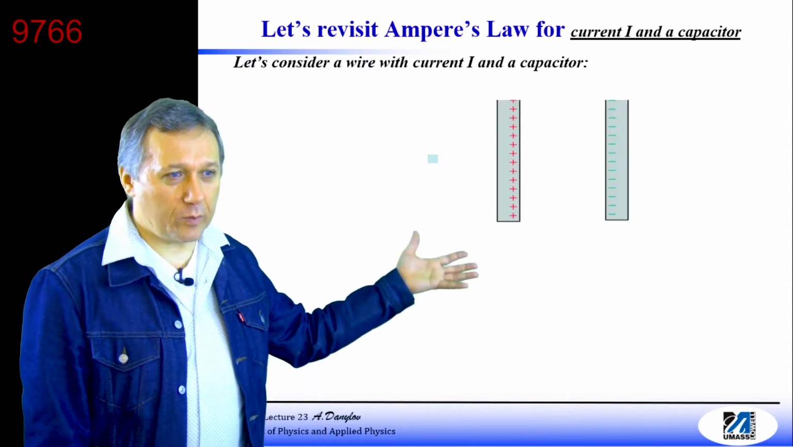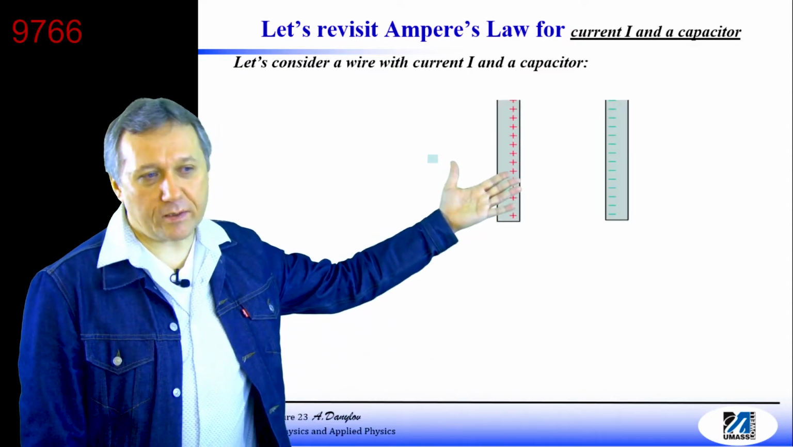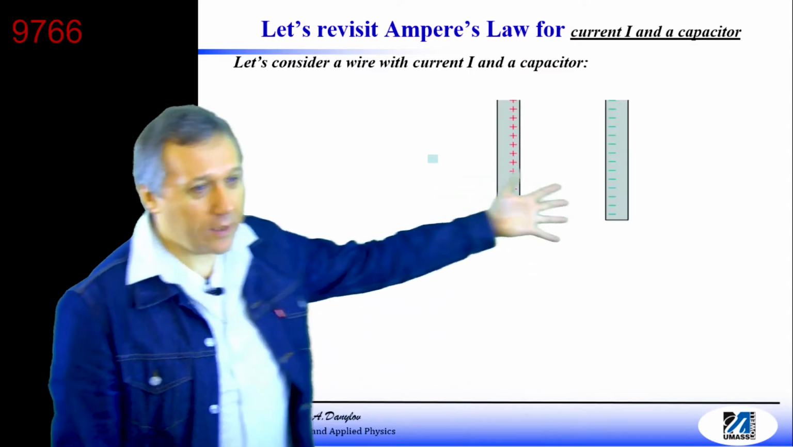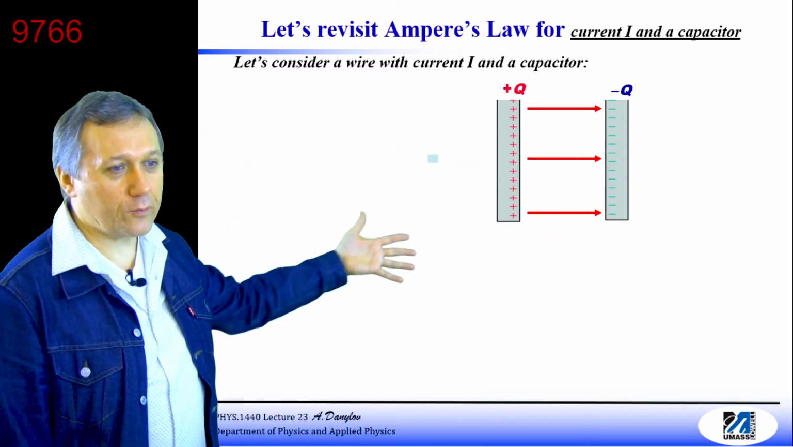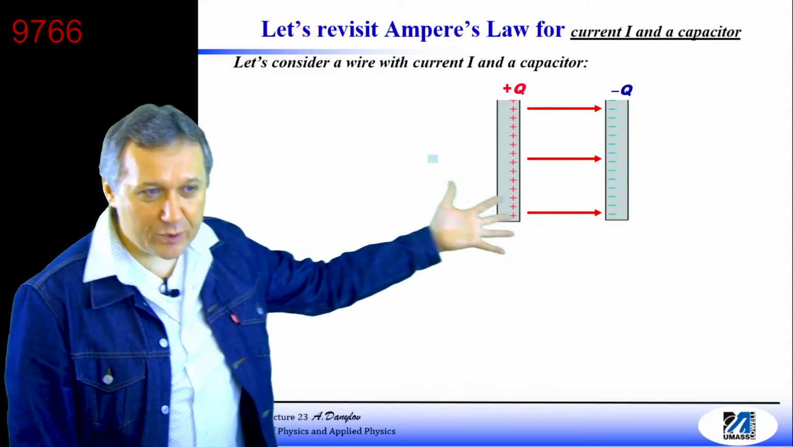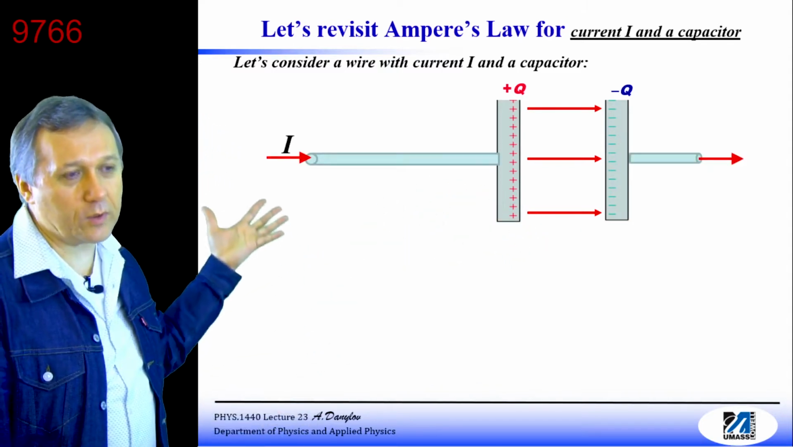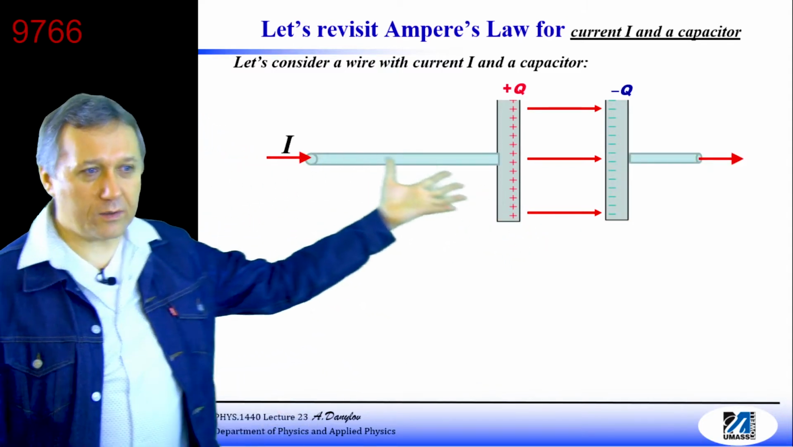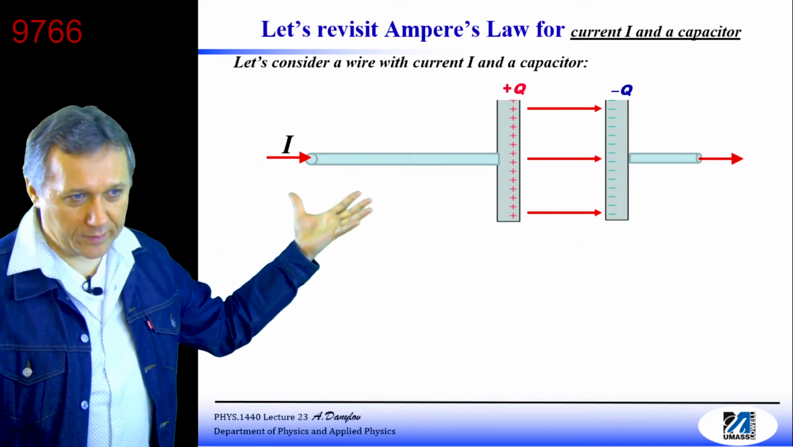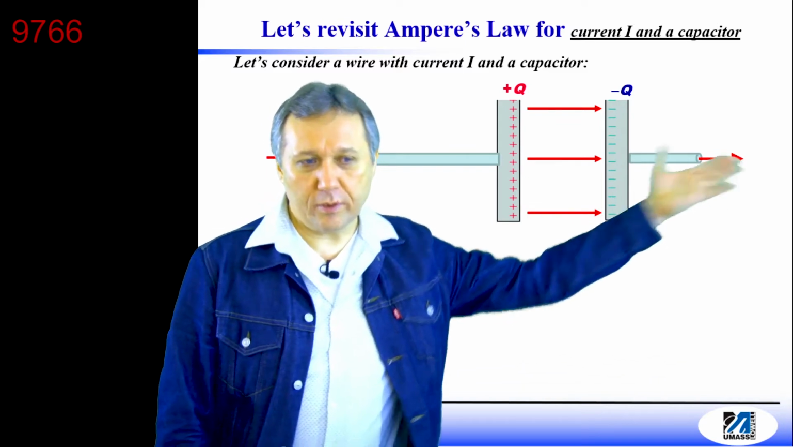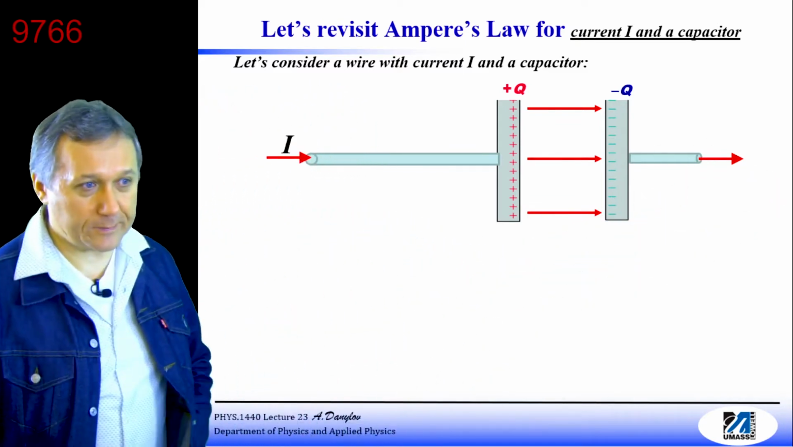So again, we will have a capacitor, right? A positive electrode, a negative electrode, plus Q, minus Q. Of course, there will be an electric field E between these plates. And our current: let's assume this capacitor is being charged with current I. And of course, current I also leaves the capacitor, goes that way.